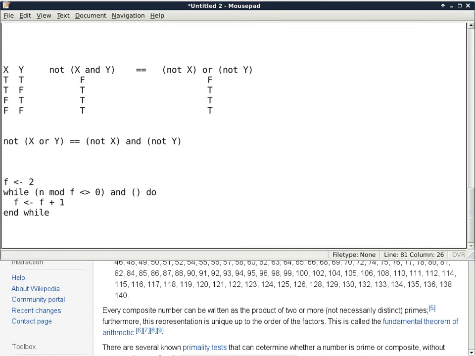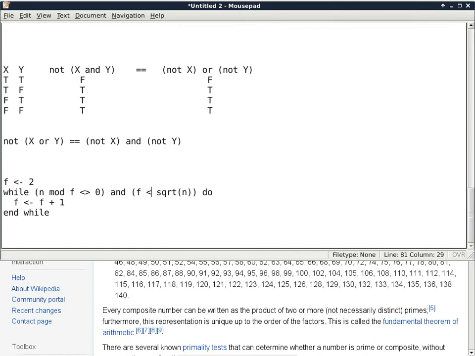Go ahead. f is less than or equal to the square root of n. Okay, that's one way to express it. So we'll say f is less than or equal to the square root of n. Now I can simplify this right away and take out the equal to. The reason why I can take out the equal to is if f is exactly the square root of n, the first one will fail anyway.